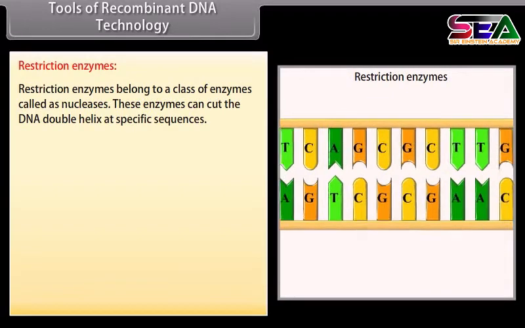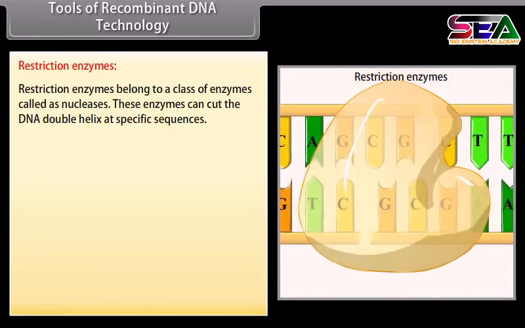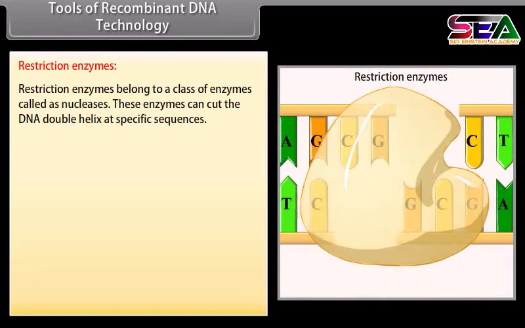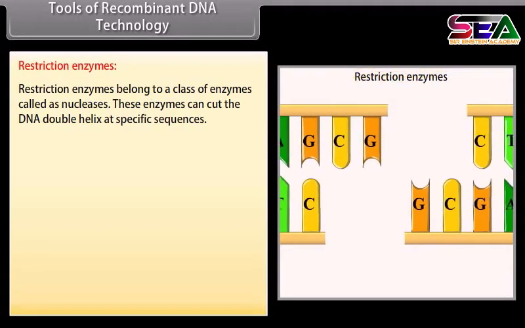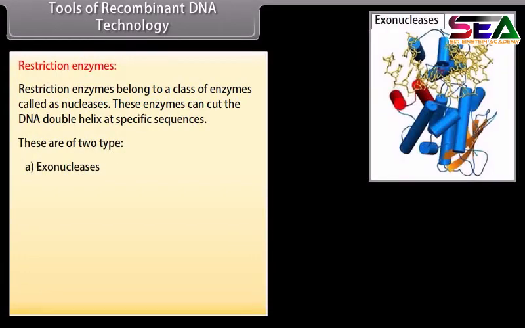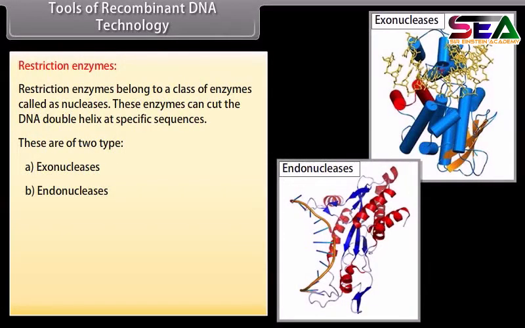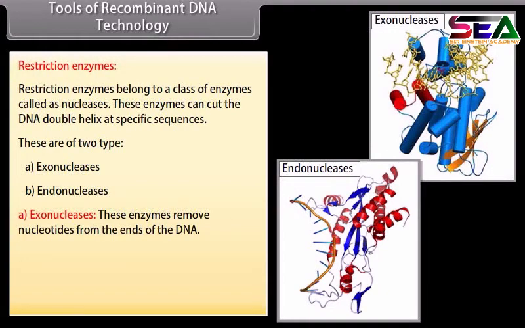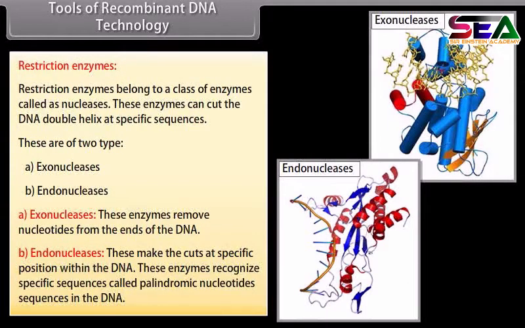Tools of recombinant DNA technology. Restriction enzymes. Restriction enzymes belong to a class of enzymes called as nucleases. These enzymes can cut the DNA double helix at specific sequences. These are of two types: exonucleases, endonucleases. Exonucleases. These enzymes remove nucleotides from the ends of the DNA. Endonucleases. These make the cuts at specific position with the DNA.